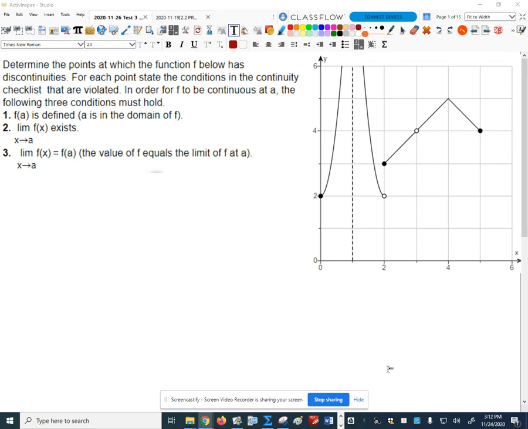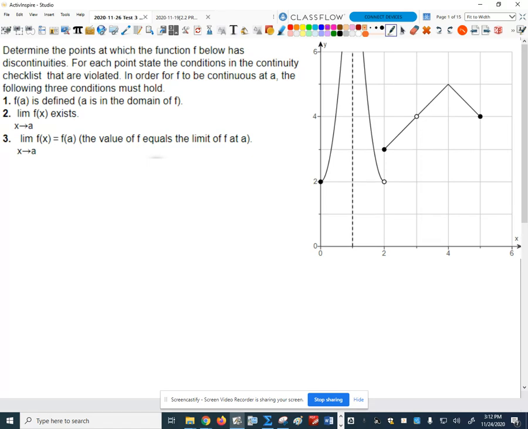Well, we know this. First condition is the function has to be defined at a. Second one is the limit has to exist at a. And then the third one is the value of the limit has to equal the value of the function. So where is it discontinuous? It is discontinuous at x equals 1. And why is that? Well, the function's not defined there. The limit doesn't exist, and therefore the limit can't equal the function. So it violates all three for that one.